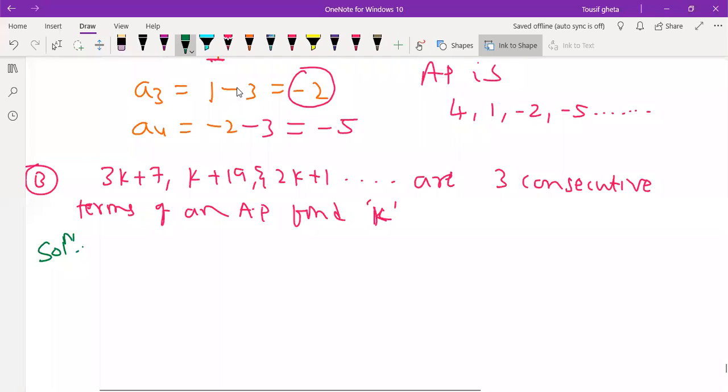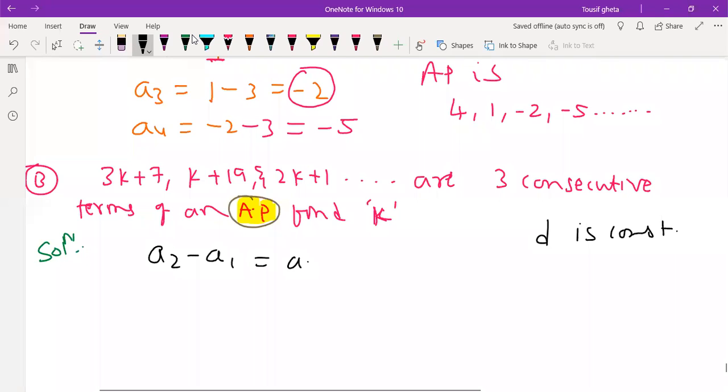So you know the question says they are 3 consecutive terms of an AP. First thing they said, it is in AP. When will a sequence be in AP? When d is constant. Correct now? So d will be the same. So what I'm going to write here is a2 minus a1 will be equal to a3 minus a2. Anybody having doubt in this or any questions on this?